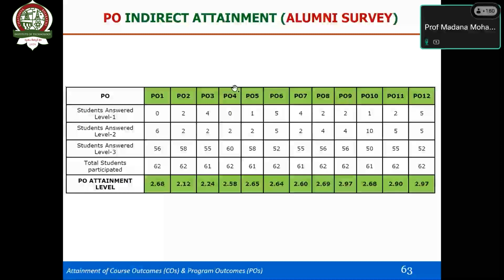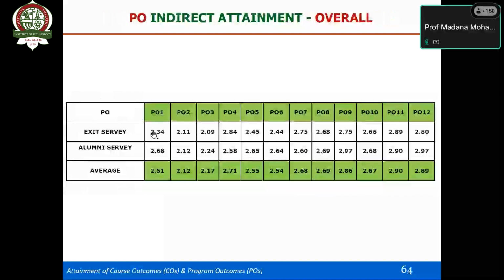Then finally, you can take the average of all these surveys. Let us list all the values here: exit survey PO-wise attainment values, alumni survey PO-wise attainment values. Here I have taken 2 surveys. So here the average is 2.34 plus 2.68, divided by 2 surveys, 2.51. So like that, for all POs, indirect attainment values are obtained here.